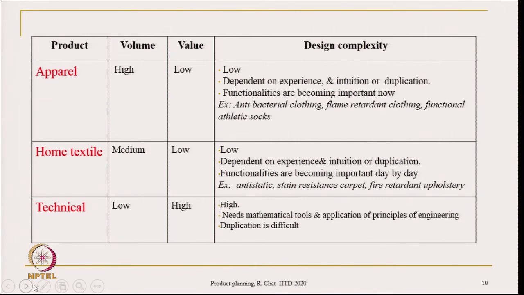That is, we are trying to introduce antibacterial clothing nowadays, flame retardant clothing as an example, functional athletic socks and things like that. So, you will find many more examples. Because of the development of the finishing techniques, we are trying to add new functionalities into the apparel products. Otherwise, these are the things which are new now.